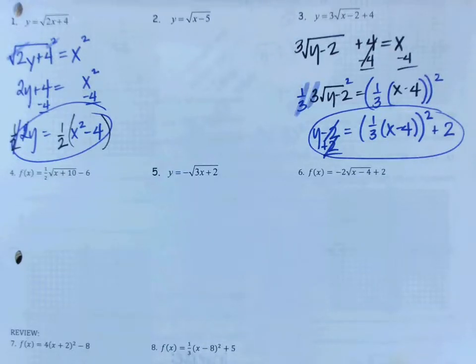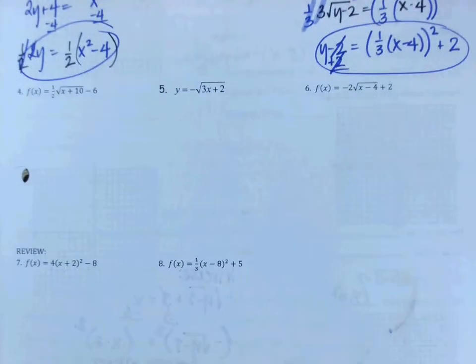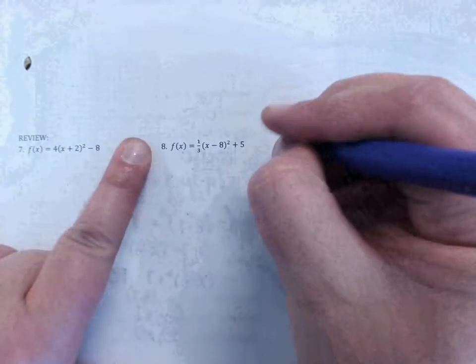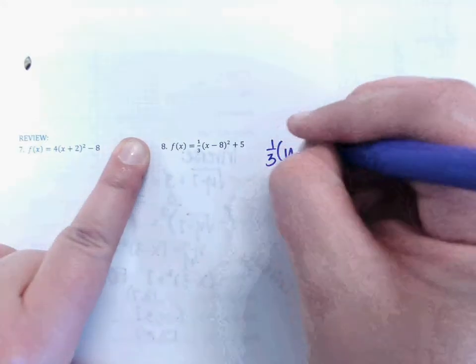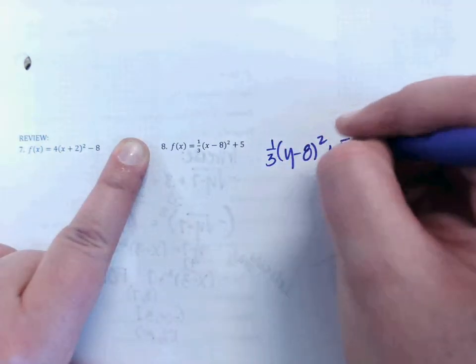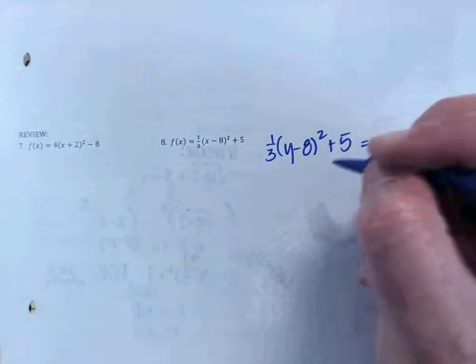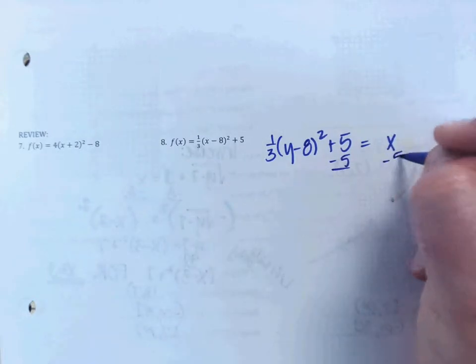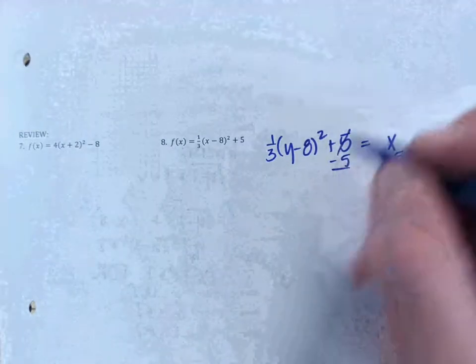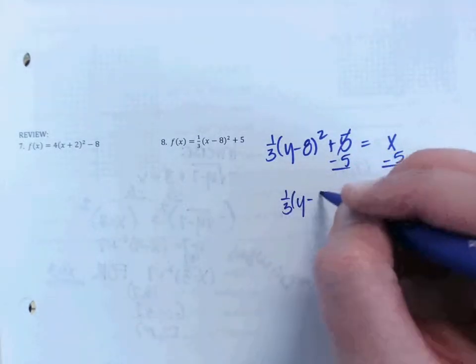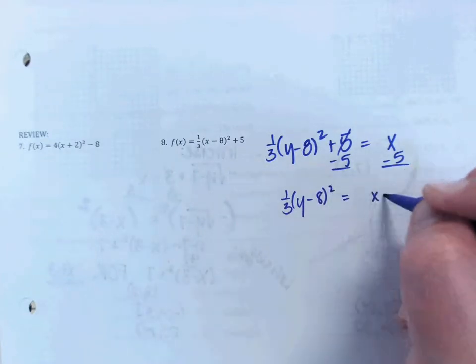Do we want to do one of the bottom 2 where it's starting off as a squared? That was yesterday's. Yeah, let's do 8. Okay, number 8, remember you switch the x and y? So it'd be 1/3 y minus 8 squared plus 5 equals x. What do you do first? Minus 5 minus 5. So I have 1/3 y minus 8 squared equals x minus 5.